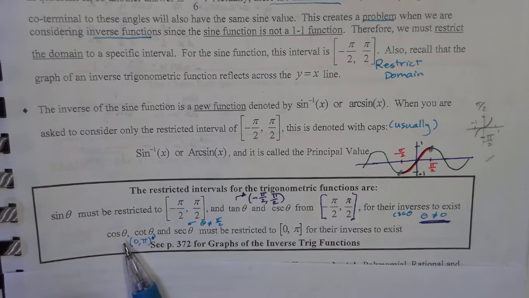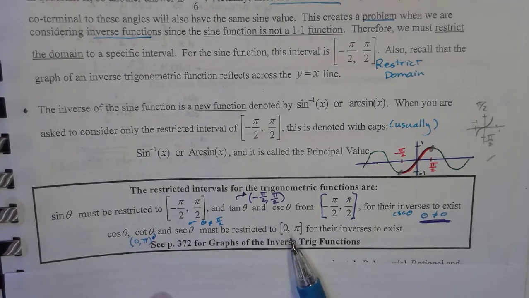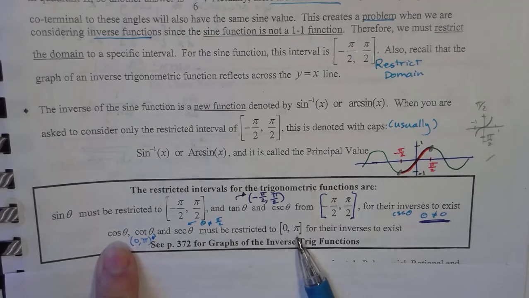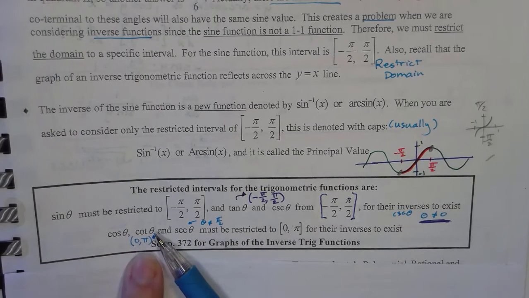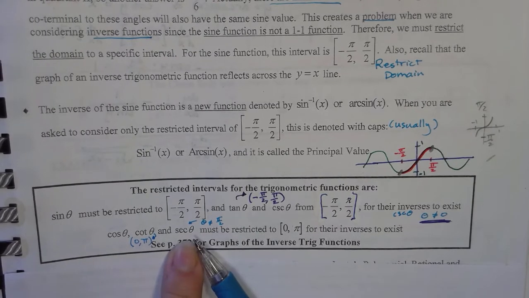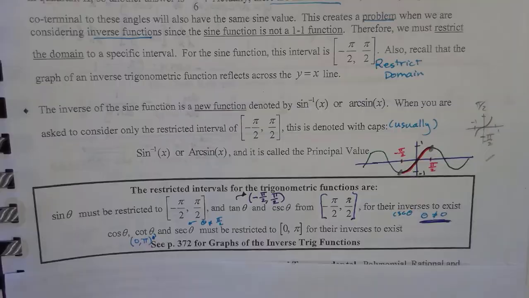Also, cosine theta, cotangent theta, and secant theta must be restricted to 0 to pi. Now, notice that cosine is the closed interval 0 to pi, cotangent is the open interval 0 to pi, and secant is the closed interval 0 to pi, except theta cannot be pi/2. You can look in your textbook on page 372 for graphs of your inverse functions.